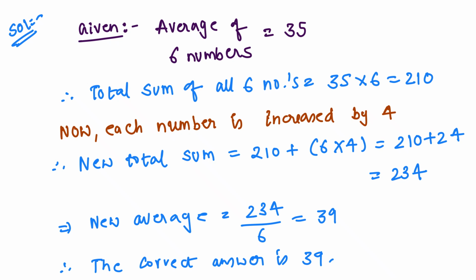Now, each number is increased by 4. Therefore, new total sum is equal to 210 plus 6 into 4, which is equal to 234. Now, new average is equal to 234 divided by 6, which is equal to 39. Therefore, the correct answer is 39.